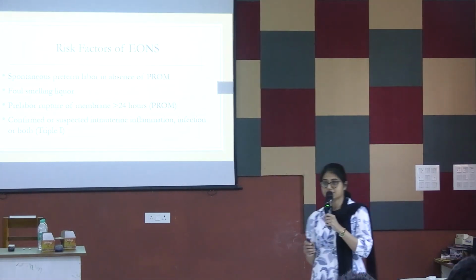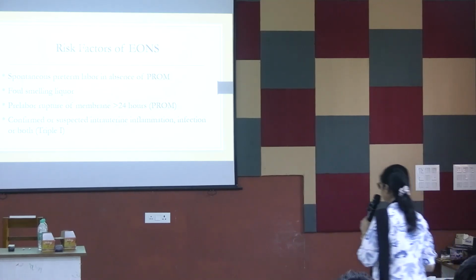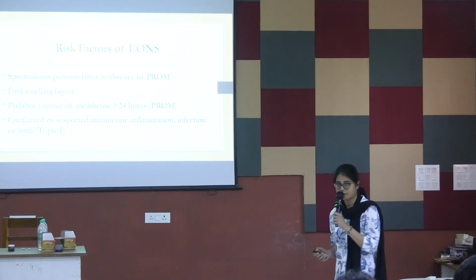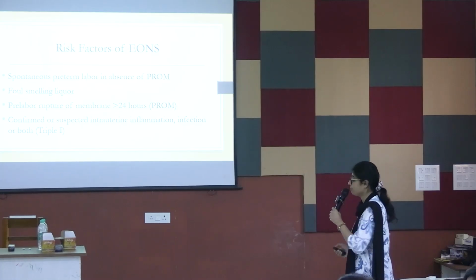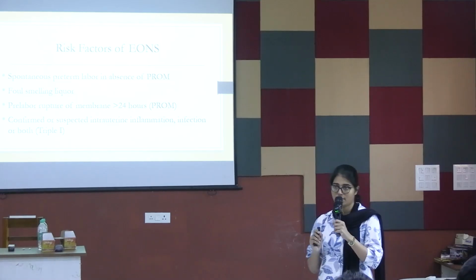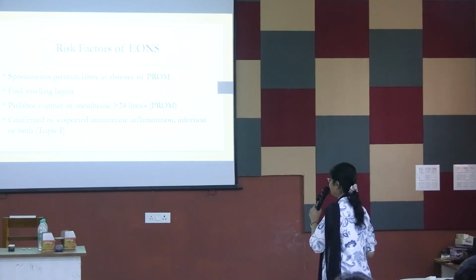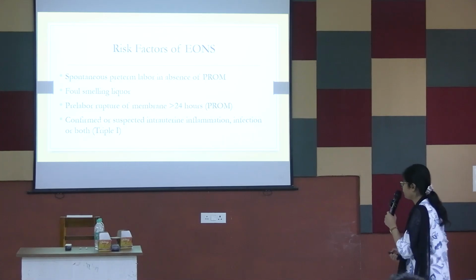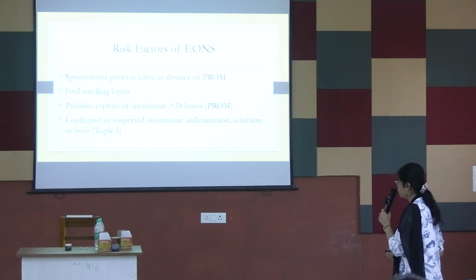Again, we will talk about risk factors. We will try to understand the important risk factors. Spontaneous preterm labor in absence of premature rupture of membrane. Foul smelling liquor, pre-labor rupture of membrane more than 24 hours. This is very important, the duration, more than 24 hours. And confirmed or suspected intrauterine inflammation, infection or both. This is called triple I: intrauterine inflammation, intrauterine infection, or both.